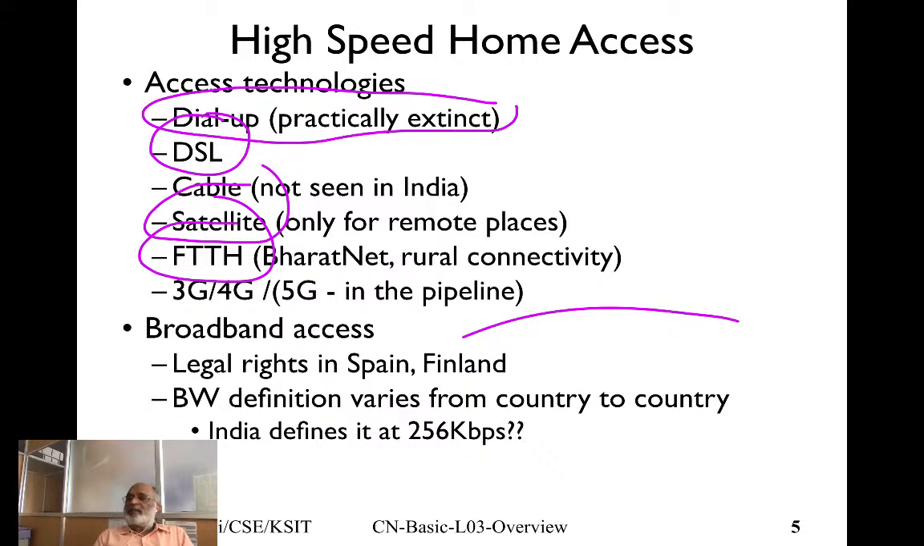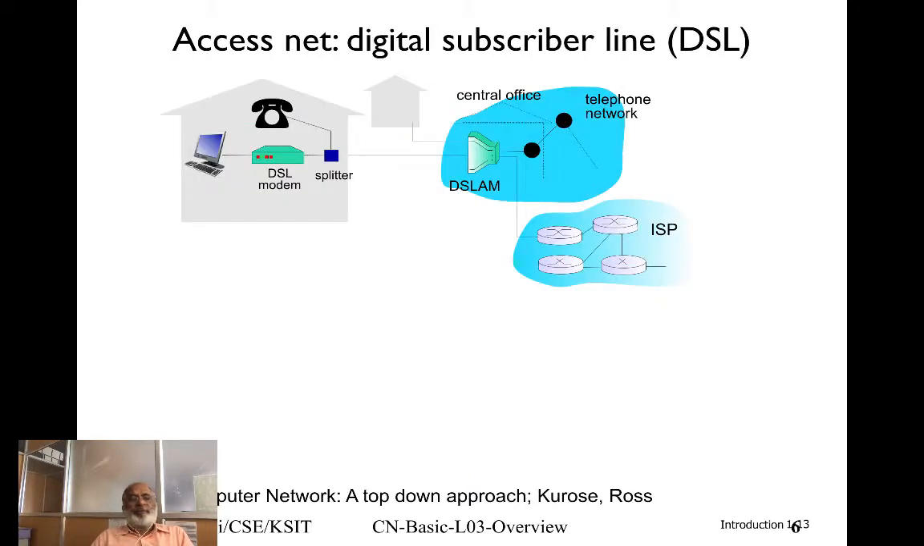The broadband access varies from country to country. In India, I believe the definition is still that as long as you get 256 kbps, you can call it broadband. But in most of the world it has become tens of megabits per second. Let's look at how DSL works.